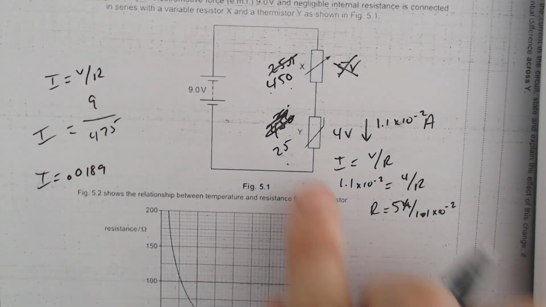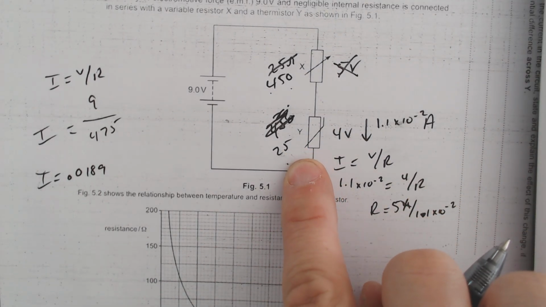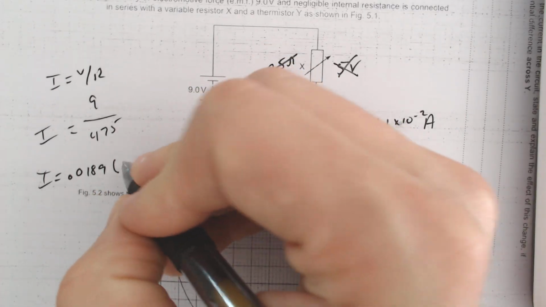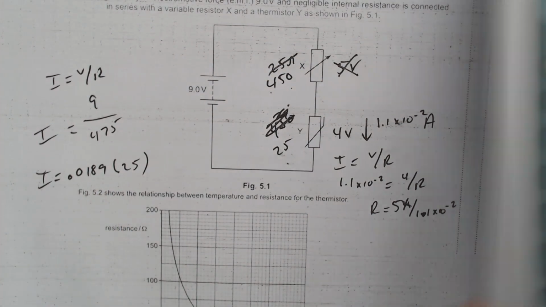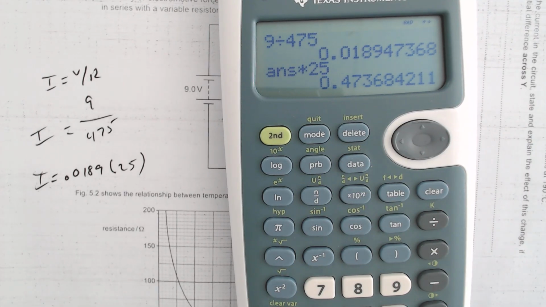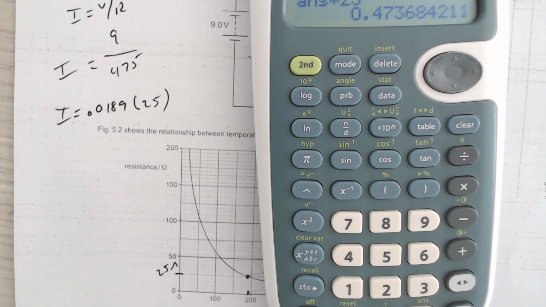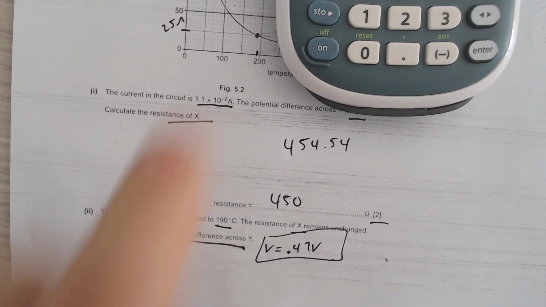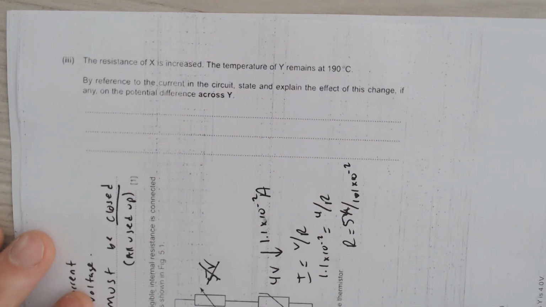How do we find the voltage across resistance Y, which is the potential difference? You just take that current and multiply by the resistance, which is 25, and you get a voltage of 0.47 volts. All right. The last question is off to the side because I was saving paper.